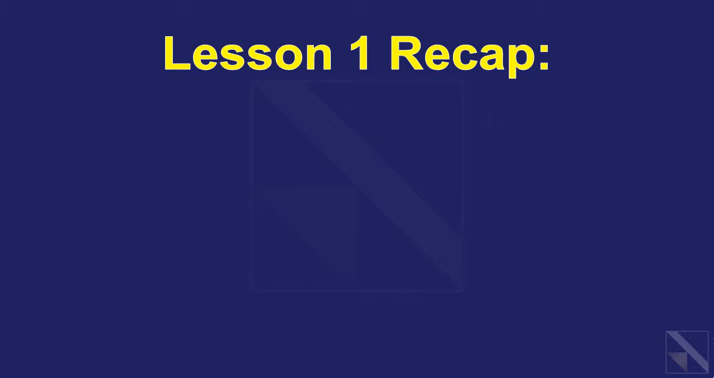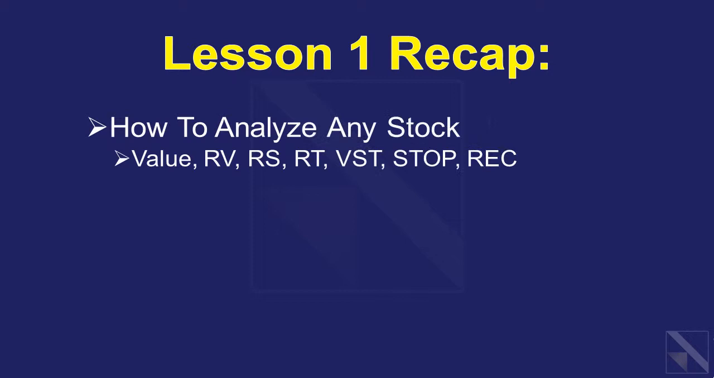In our first lesson, we focused on the first secret to making money with VectorVest, and that's to keep it simple. You learned how to analyze any stock and how you could do it very quickly. I always say you can get a complete analysis in less than 30 seconds. And you could do that by using our indicators of value, RV, RS, RT, VST, stop, and the recommendation.